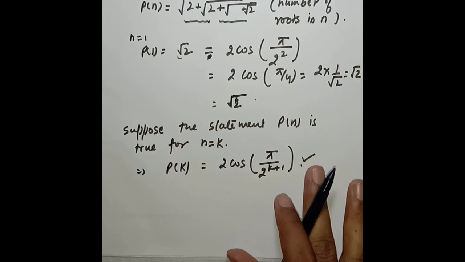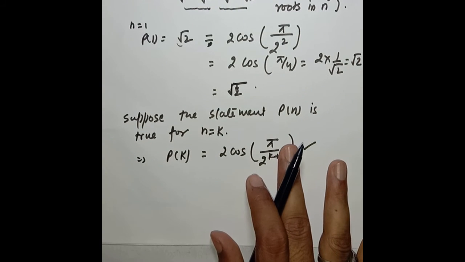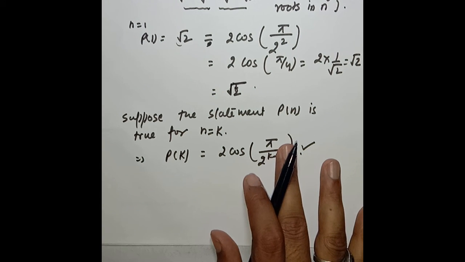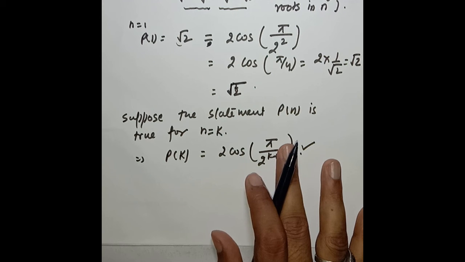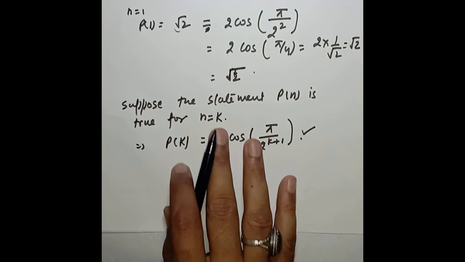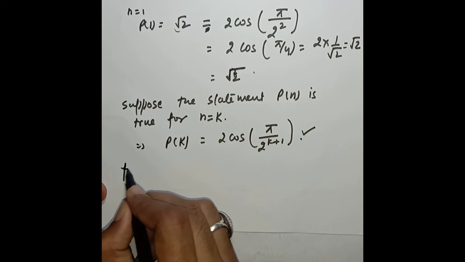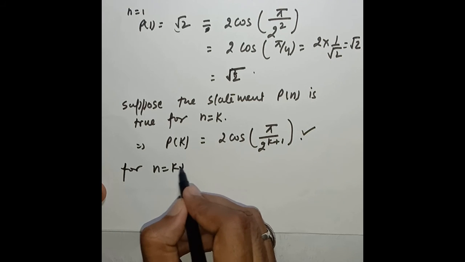Now the next step is we will check whether it is true for n is equal to k plus 1 or not. If it is true for n is equal to k plus 1, that means we can also check for n is equal to k plus 2 with the help of k plus 1. We can check for n is equal to k plus 3 with the help of k plus 2. That means we can say that the statement is true for all n. Now we will move to n is equal to k plus 1.